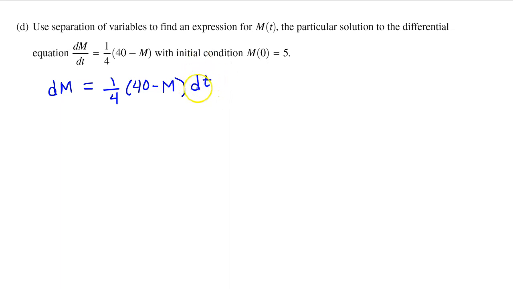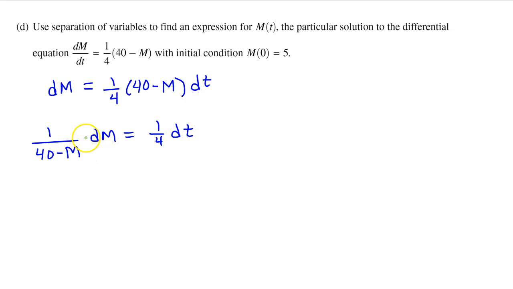Notice that we have the t on the right-hand side, but we still need to move this m somehow to the left-hand side. As we do this algebra, we can only multiply and divide. Adding and subtracting will give us equations that we can't integrate. So in order to move this expression to the other side, we want to divide both sides by 40 minus m. That's going to give us a 1 over 40 minus m on the left. You can leave this 1/4 right where it is.